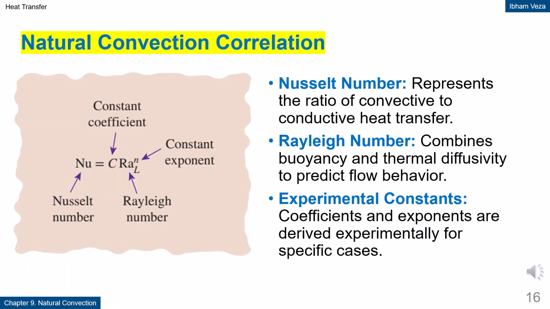Natural convection correlation. The Nusselt number represents the ratio of convective to conductive heat transfer. The Rayleigh number combines the effects of buoyancy and thermal diffusivity. The relationship between Nu and Ra is usually written as Nu equals C Ra to the N. The values of C and N are obtained from experiments. This correlation is widely used in practical engineering calculations.